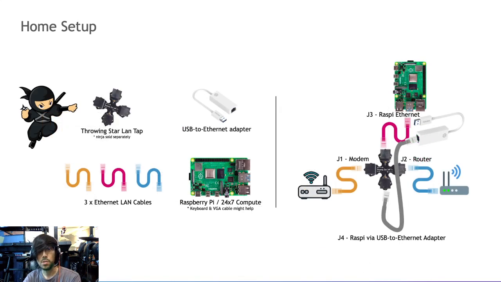Let me also touch on the hardware required for my setup. So I chose the Throwing Star LAN tap because it was cost effective. It was shipped to my address for under $10 all in all. Of course, a Raspi itself, 3 additional LAN cables, and because there is only one Ethernet port on the Raspi, we need another USB to Ethernet adapter. The diagram on the right just shows how I connected them. So J3 and J4 are F0 and F1 interfaces respectively, representing both directions of traffic flow.